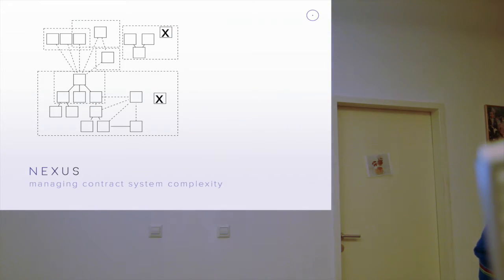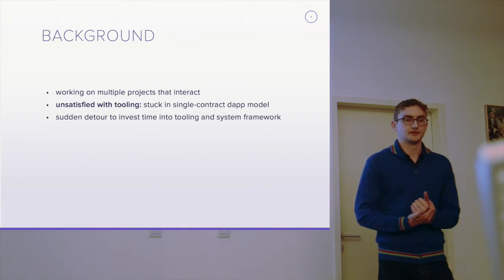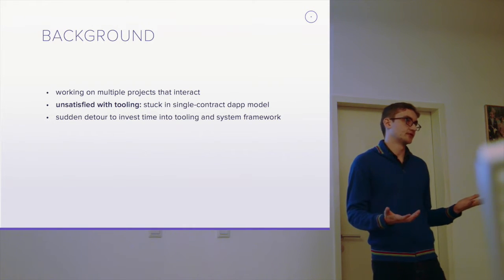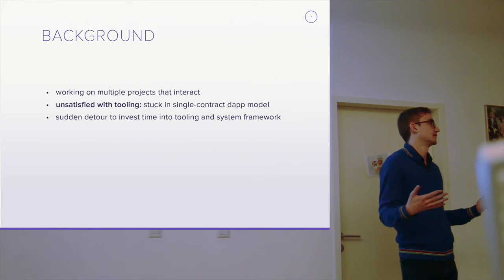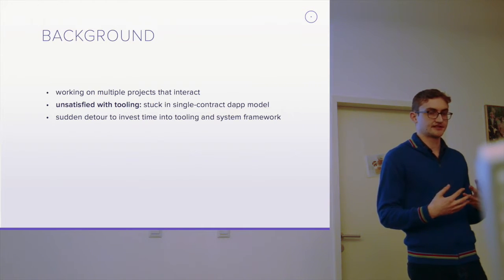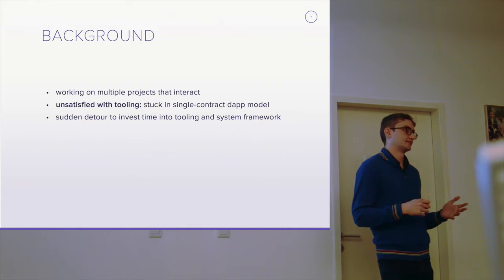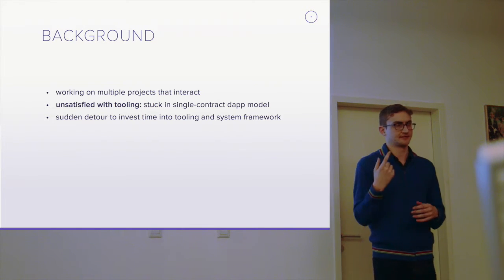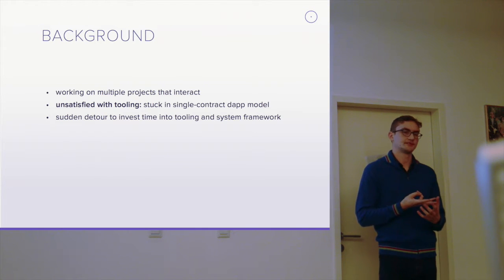So let me give you some background. Even before Nexus was formed, the team was still working together, and we were working on multiple smart contract projects that all interacted with each other. This was the common theme, that there's interconnectedness. And we were not satisfied with the existing tooling. At the time, Embark and Truffle, and one other one, Populous, were available.